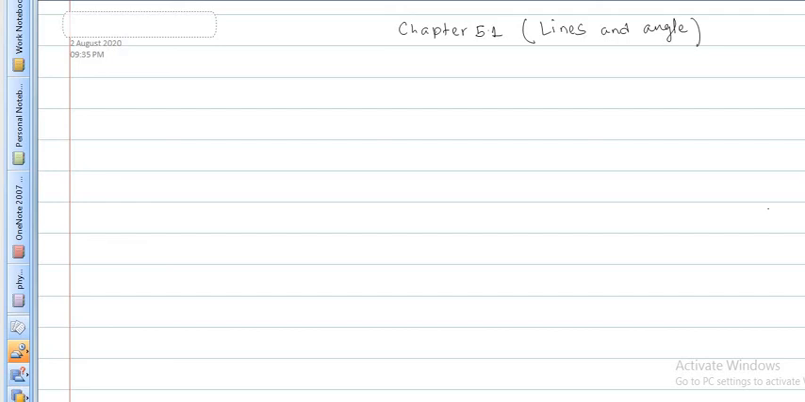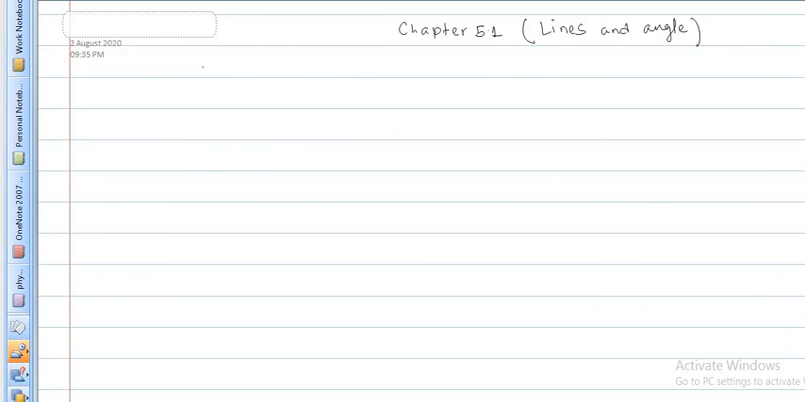Students, today we discuss some important chapter of class 7, lines and angles. Now this chapter is very important because you are getting questions in class 8, class 9, in class 10, all are related. So this is a fundamental course, you should understand this.